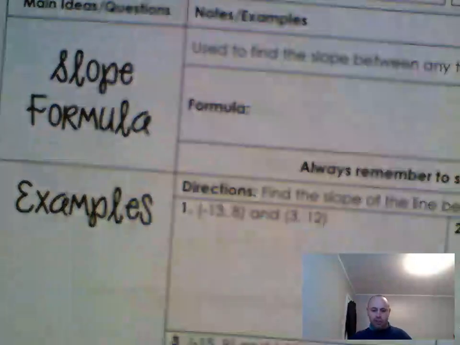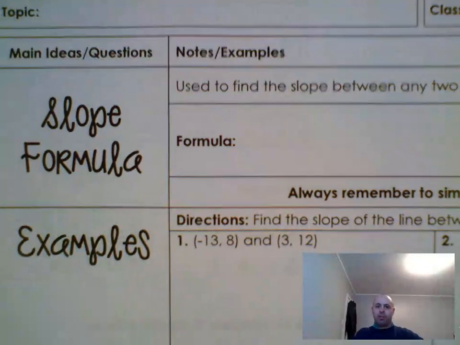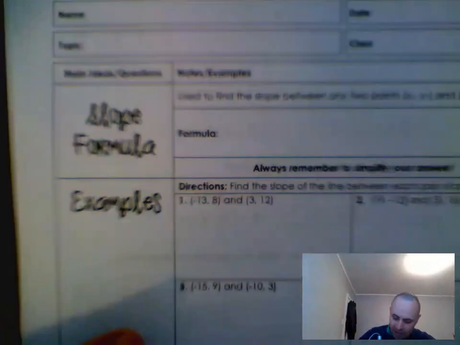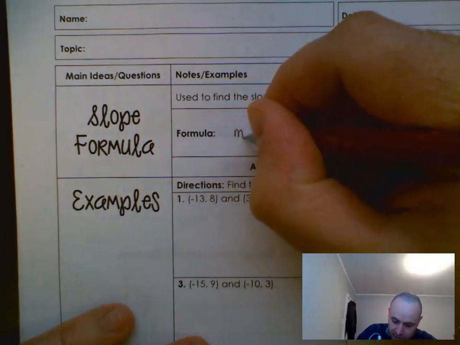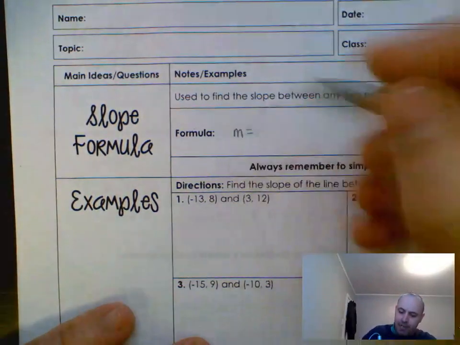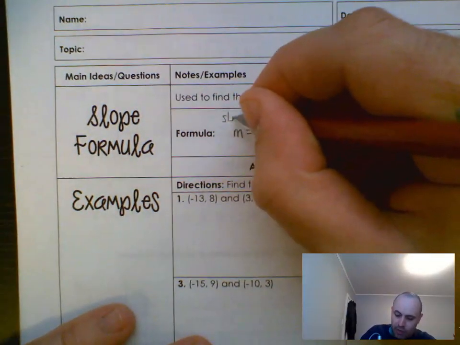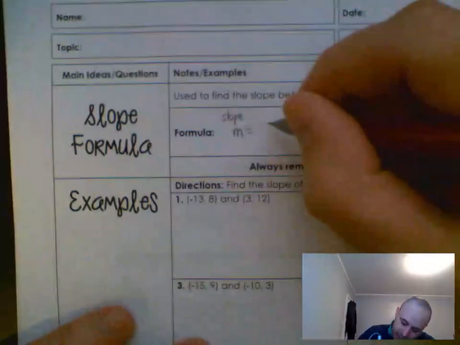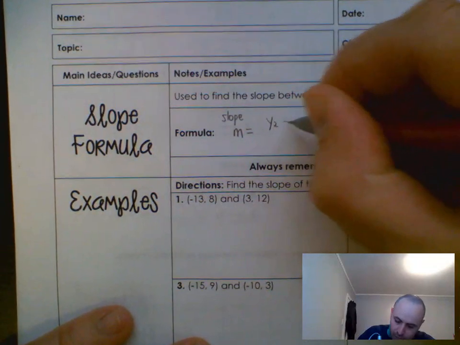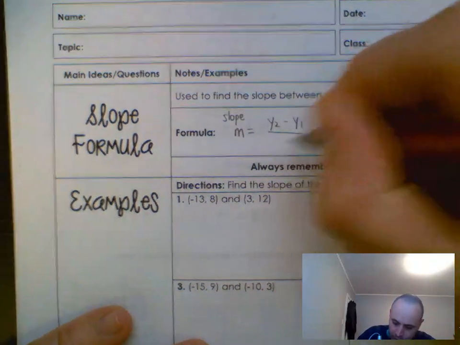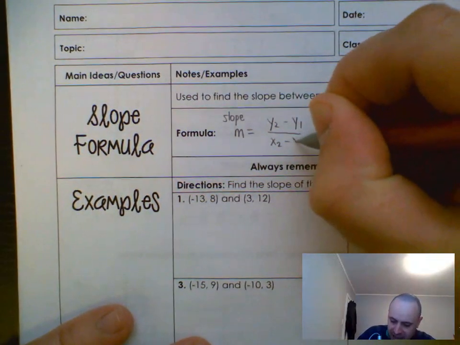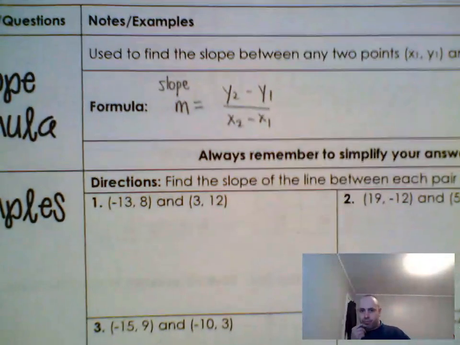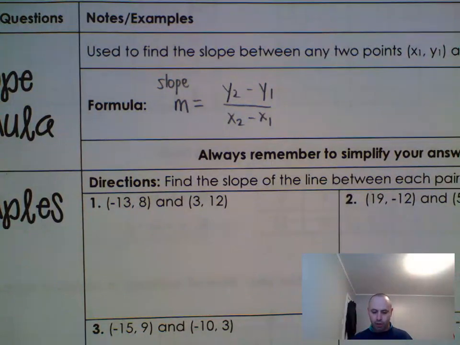Now today we're going to learn a different formula, which also finds a slope. Mrs. O'Brien will be using this a lot in her class next year. So another formula: M is what we use to say slope. M equals y2 minus y1 over x2 minus x1. So it's another way to find the slope. Go ahead and write that down.